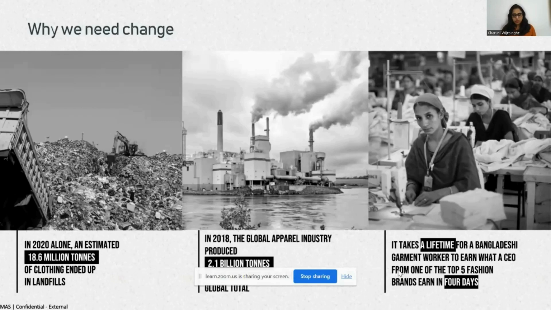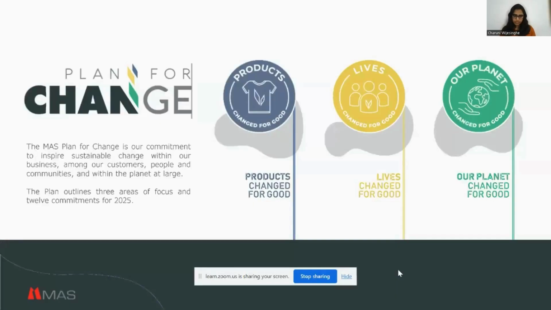So because of that, MAS has identified this need, and they have pledged to take action. That's why we have made this commitment, the Plan for Change. Our company's efforts to drive positive impact are outlined in the MAS Plan for Change. The Plan for Change is a commitment to inspire sustainable change within MAS business among its consumers, customers, people, communities, and also the planet at large. It has 3 main categories: product change for good, life change for good, and our planet change for good.